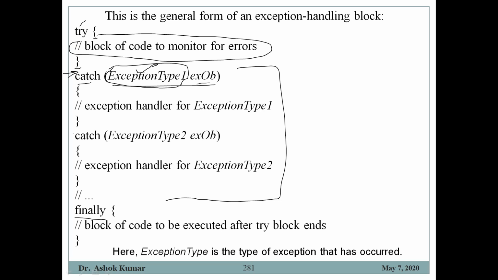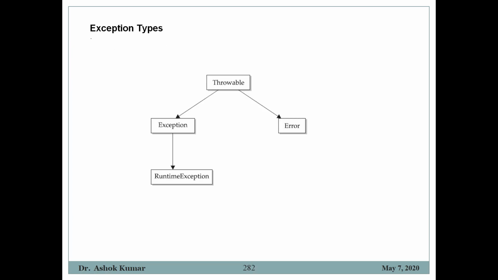So I repeat, whenever you want to monitor some code, some statements for exception handling, you will put that block in the try block. And in case of a certain exception, if you want to perform some task, that you will keep in the catch block. So let's discuss it in more detail. In Java we have one Throwable class. This is the superclass of all exceptions. This class has two subclasses. One is called Exception, other is called Error.